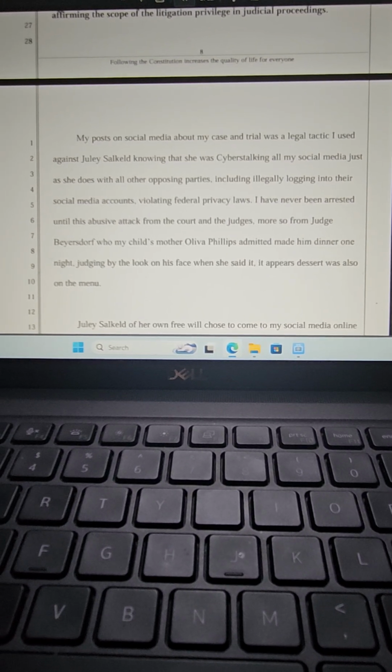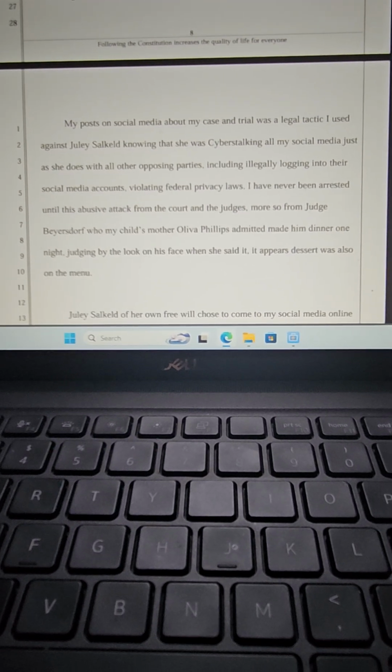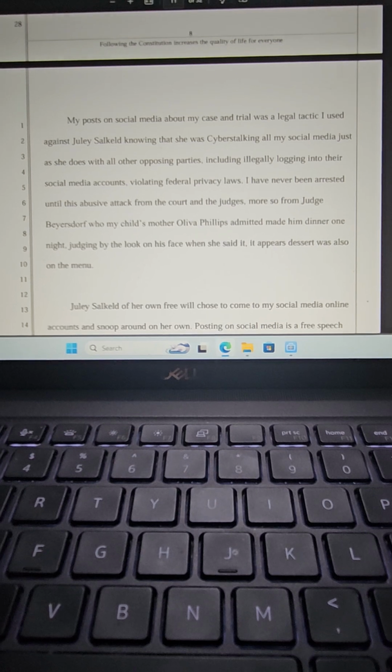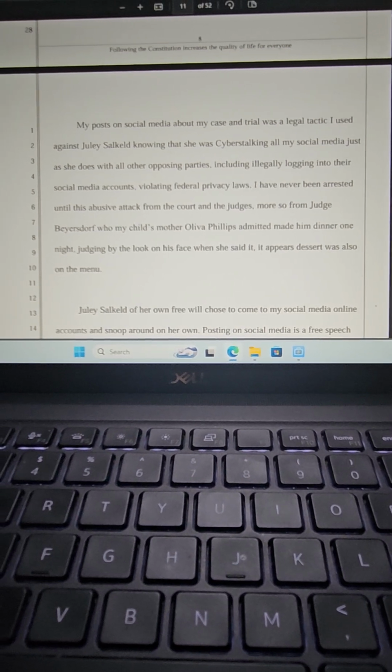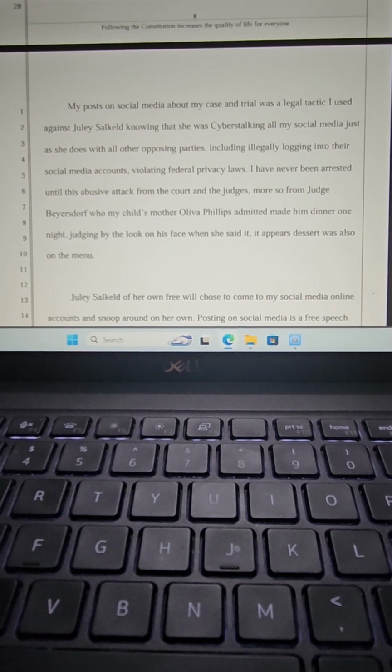I have never been arrested until the abusive attack from the court and the judges, more so from Judge Beiersdorf, who my child's mother, Olivia Phillips, admitted made him dinner one night. Judging by the look on his face when she said it, it appears that dessert was on the menu.